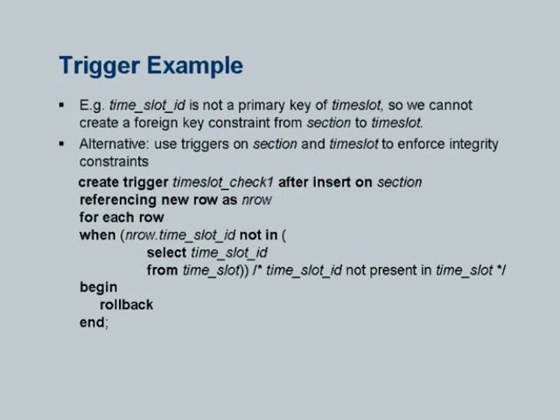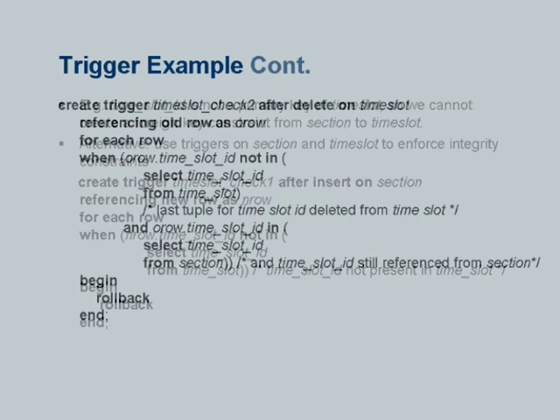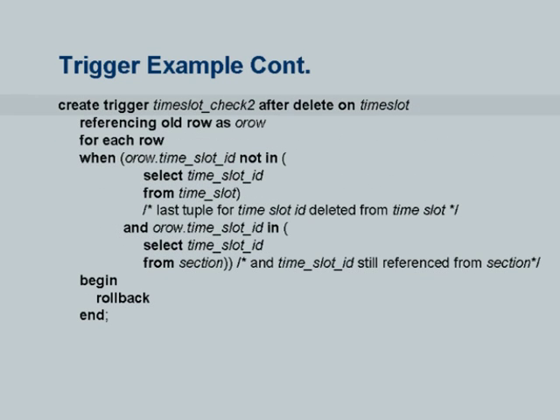What about updates on section? When it was inserted, the time slot was correct, now it was updated to some arbitrary value. So you can actually modify this to say after insert or update, and similarly for delete or update of time slot, I can check if that particular time slot no longer exists in that relation, this is the last tuple with that time slot, and it is still referenced from somewhere else, then I roll back. So I don't have time to discuss this, but go back and read it later on.